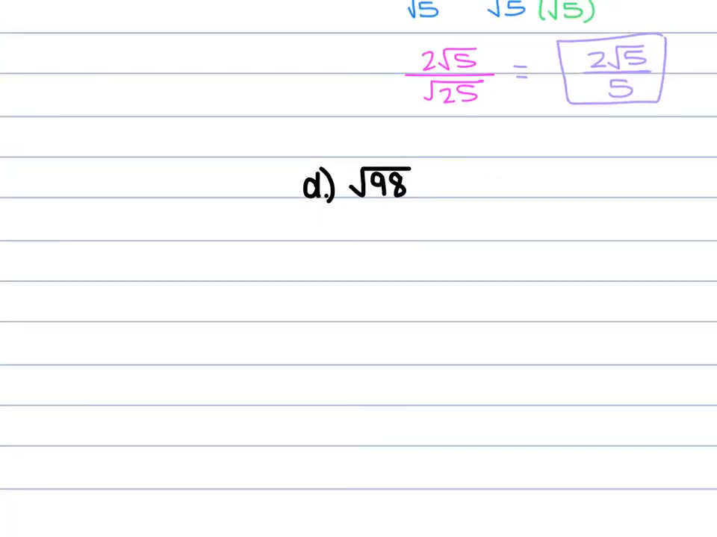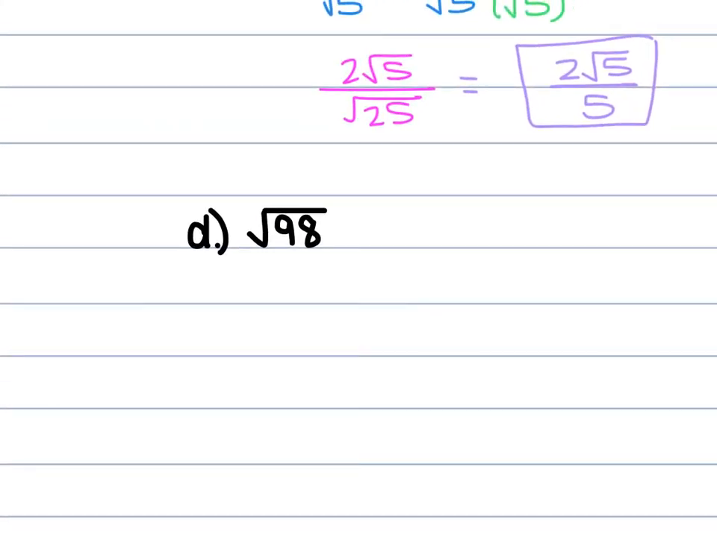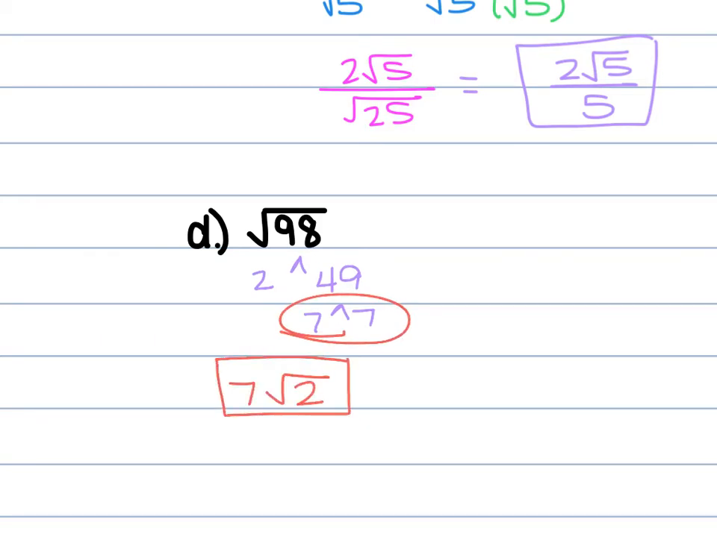For D, we have the square root of 98. So this is going to be 2 times 49. The 49 is 7 times 7. We have a group of 7s, so we're going to pull 1 out. The 2 stays underneath.